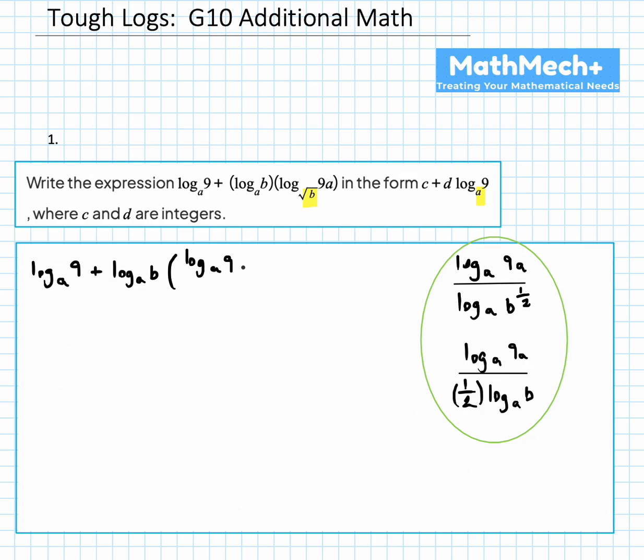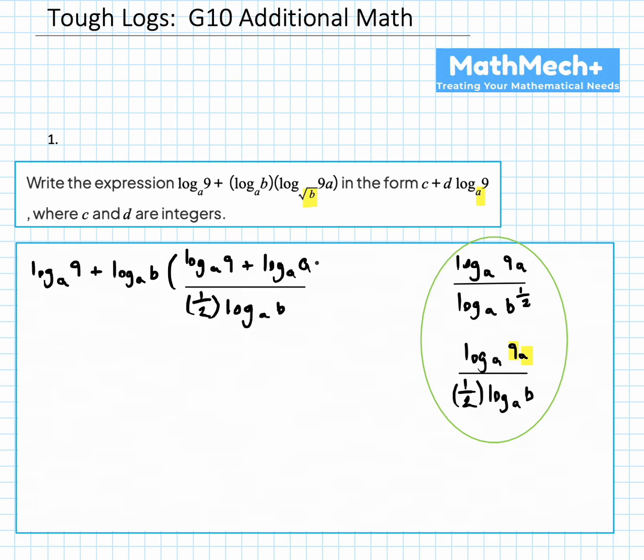From that part, there's a few more little pieces I need to do. So I have log to the base a of 9 times a. You need to be careful here. The multiplication rule, we're going to get log to the base a of 9 plus log to the base a of a. And of course, log to the base a of a is 1. So we'll do that in a second.